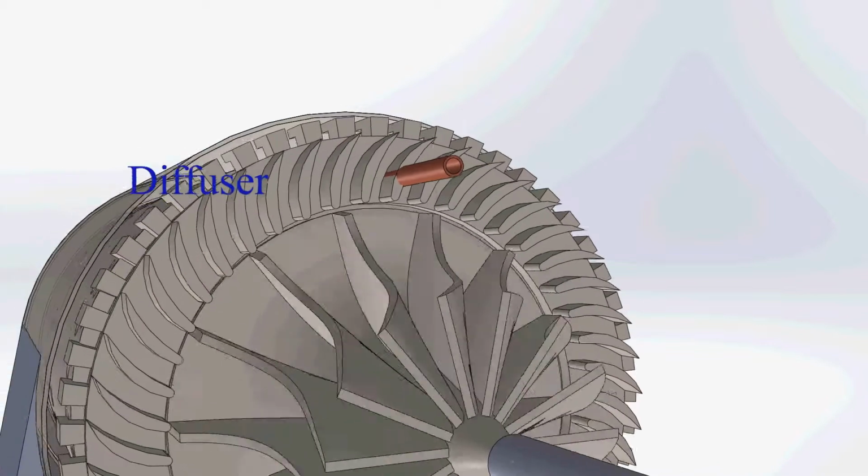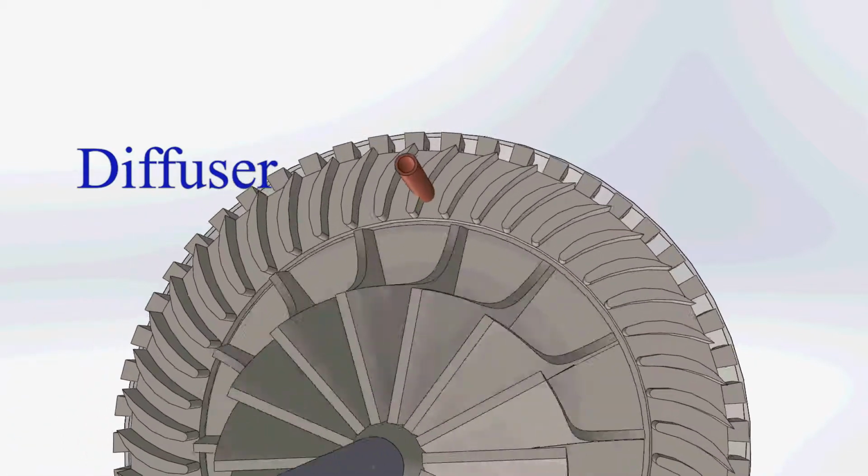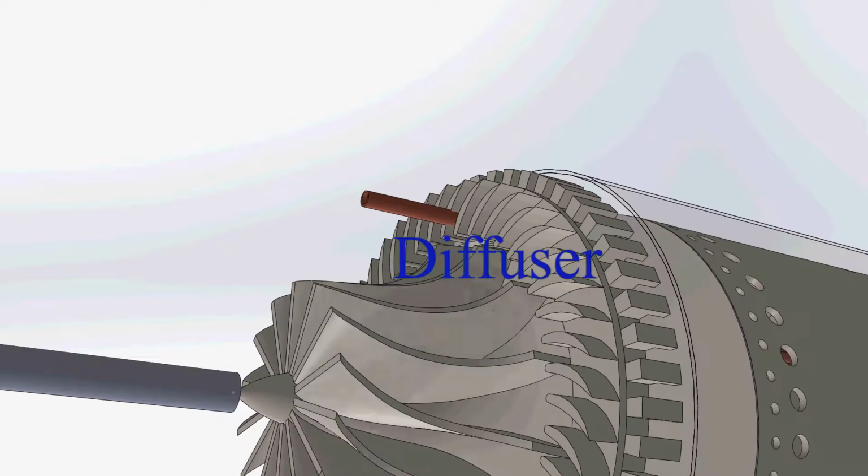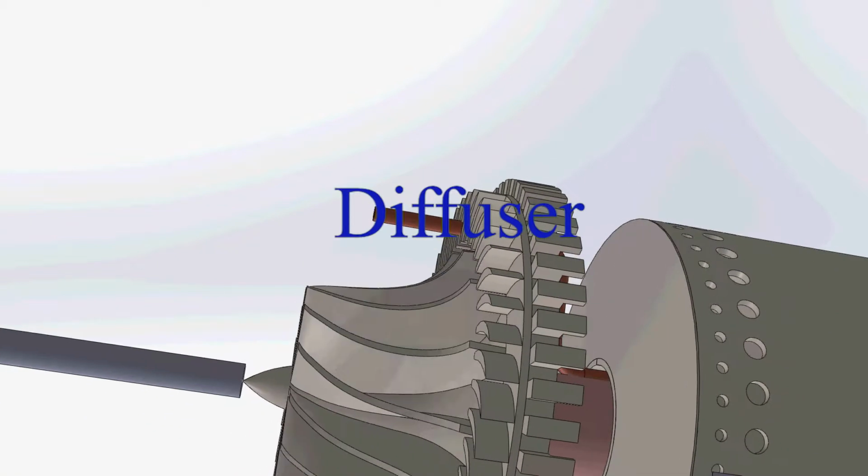This is one of the main components called the diffuser. The diffuser is made of aluminum and it's installed just above the head of the compressor so that it converts the velocity raised by the compressor into pressure.